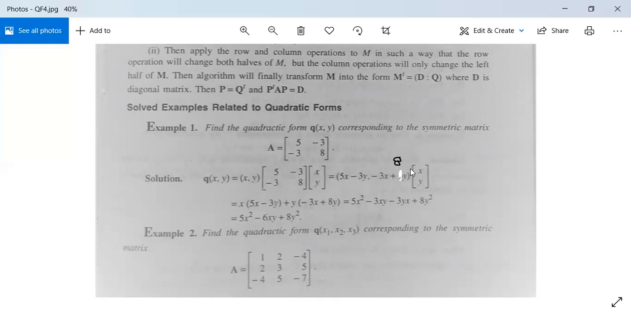Now we will multiply this matrix with this one using the row by column technique. So x into 5x minus 3y, this we multiply with this, plus this will multiply with this, plus y into minus 3x plus 8y. So this is equal to 5x square minus 3xy, this is your minus 3xy plus 8y square. So it can be written as 5x square minus 6xy plus 8y square.